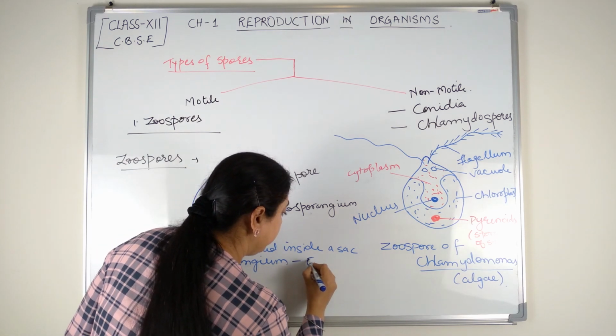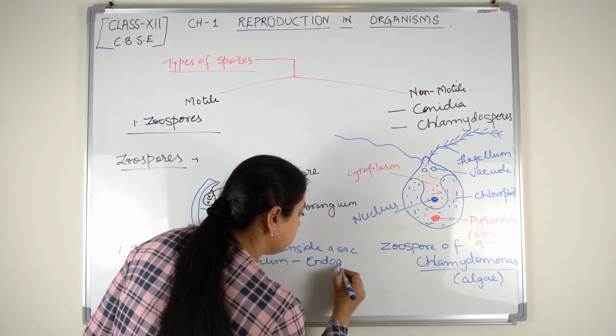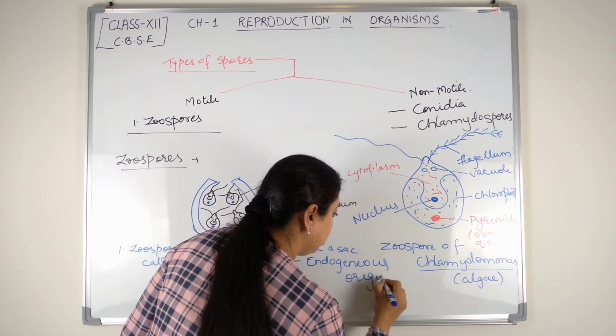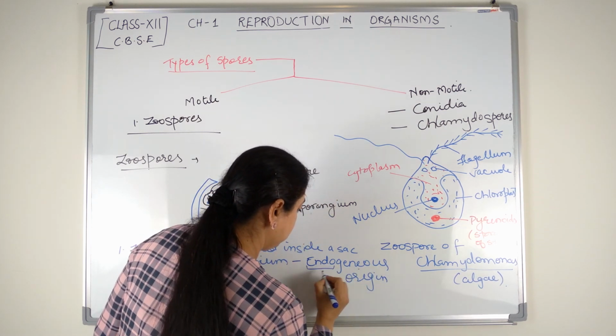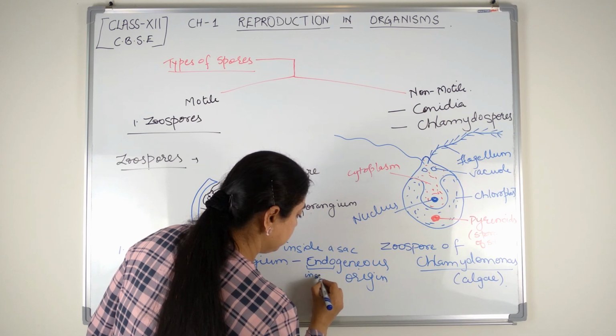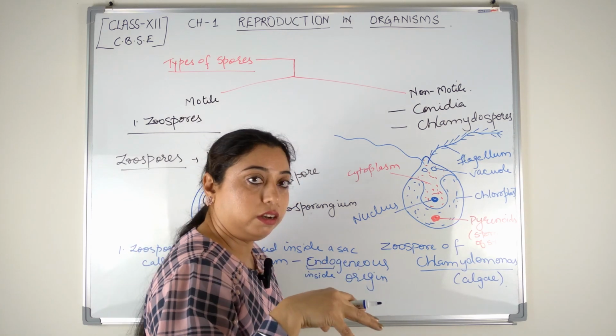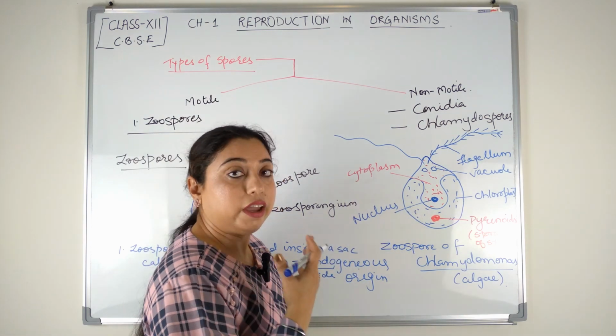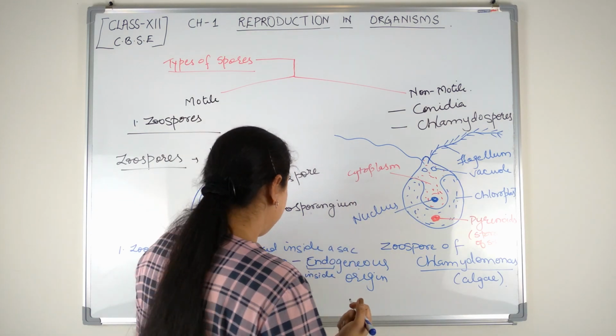So they have endogenous origin. Endo means within something or inside something. They are produced inside the zoosporangium. That's why they have endogenous origin.